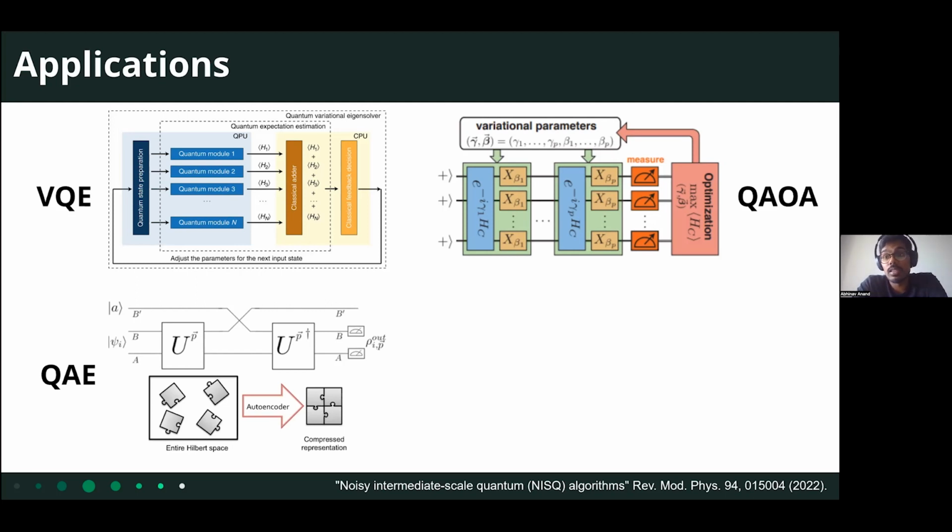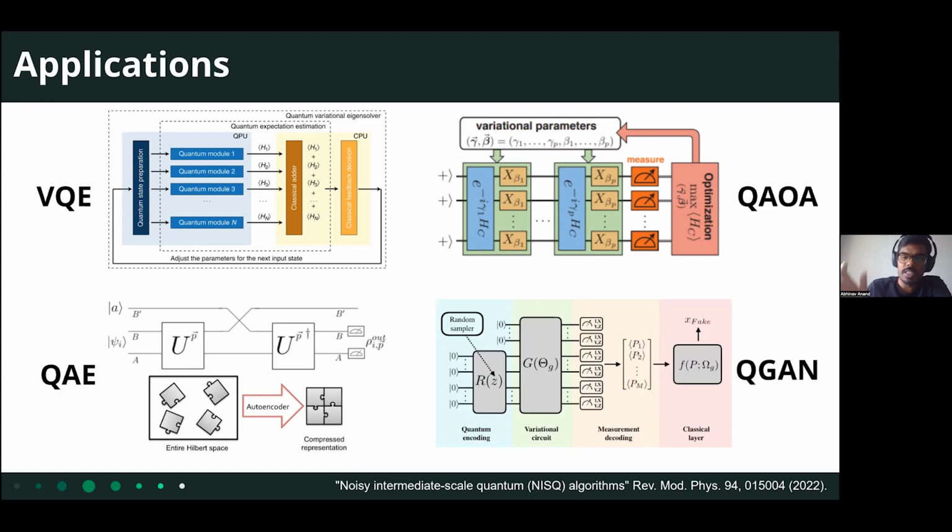Given we are in this era where we will only have a few qubits, the proposal of the quantum autoencoder was basically to try to reduce the cost of storing or representing a quantum state on a quantum computer. And finally, there's a lot of stuff in machine learning or generative modeling, where there have been a lot of proposals for quantum generative adversarial networks to do generative modeling, the machine learning thing.